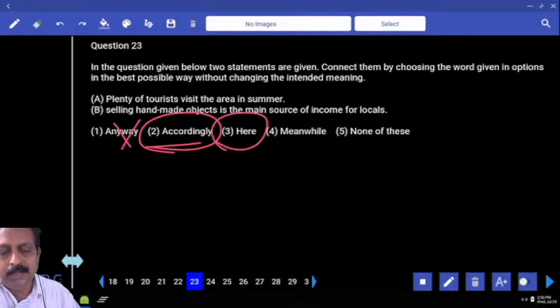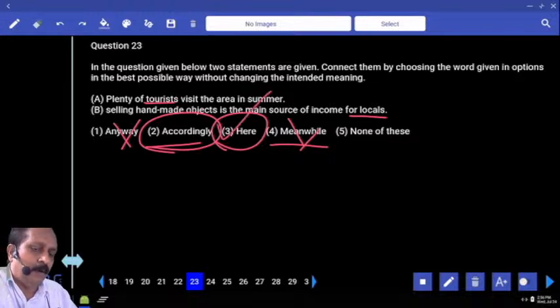Next one is what? Here. Plenty of tourists visit the area in summer. Here, selling handmade objects is the main source of income for locals. This seems right in a way because it talks about the tourists, talks about the locals, and based on the visit of the tourists, there's something they're able to make money out of. Hold the one. Third one. Can you use meanwhile? No. So in my opinion, the answer should be here, not the second option.